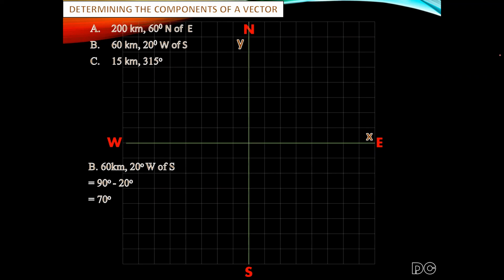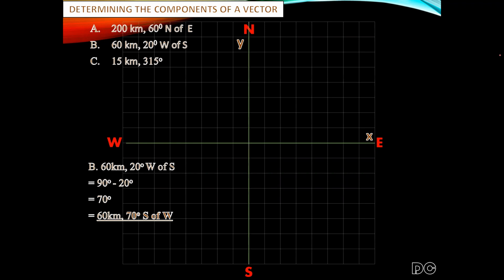So from 70 degree, since it is on the x-axis starting from the west, then moves downward to the north. After you subtract the angle to the 90 degree, so just simply reverse the angle. So instead of west of south, it now becomes south of west. So from 60 kilometer 20 degree west of south, it is now 60 kilometer 70 degree south of west.